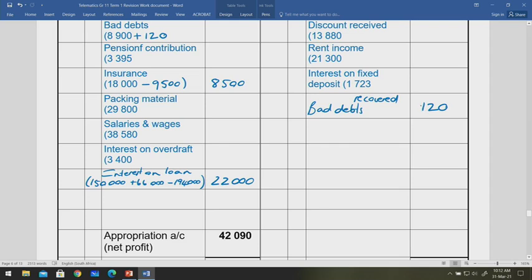Number D, Stanley, a debtor who still owes us 2,520, must be written off. So we must write off more bad debts. So we add that 2,520 to the bad debts, and the total bad debts is 11,540. And now we have to adjust the provision for bad debts to 5% of the outstanding debt.